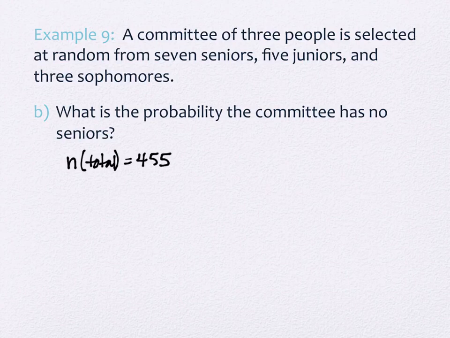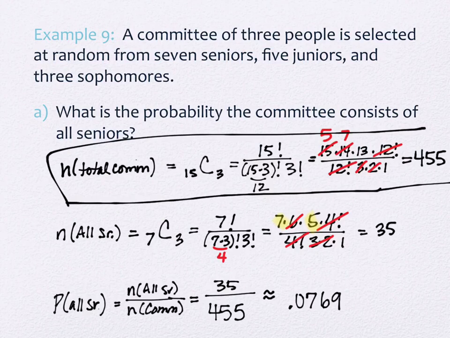But what I do need to do is find the number of non-senior committees. One of the things you might be tempted to do is say, hey, if there's 455 committees total, and there's 35 that are all seniors, I could subtract those two. The problem is that some of the committees you would get in that subtraction would still include some seniors, just not all seniors. So that's not quite the question. The question really wants only sophomores and juniors on the committee.